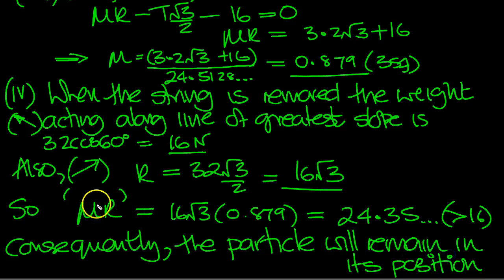Okay, that was because the maximum resistance force, which would be mu R, R was equal to this, and the maximum resistance force was calculated to be this. The component of force due to the weight acting down the slope is only 16, so this is much bigger potentially. This is much bigger than this force, so it's going to stay in place, isn't it?